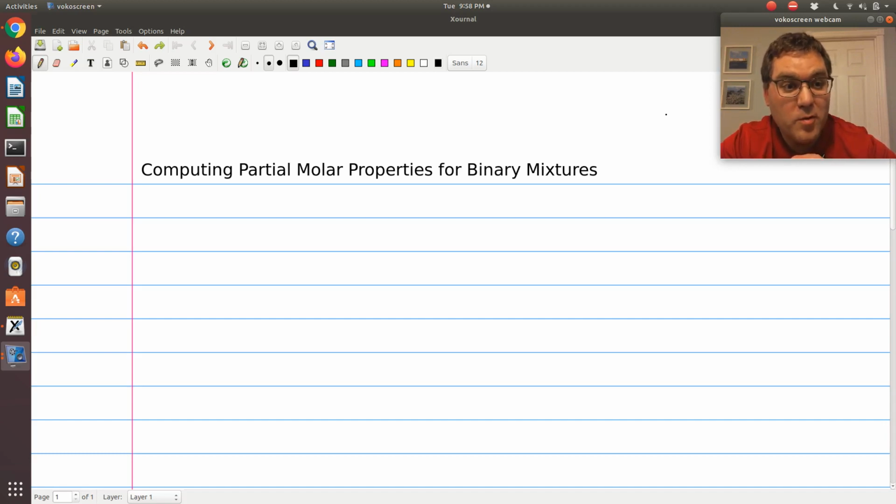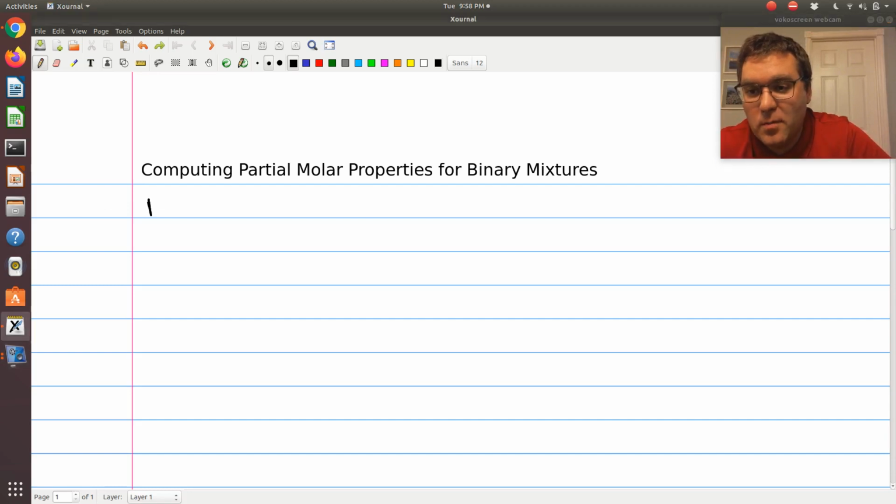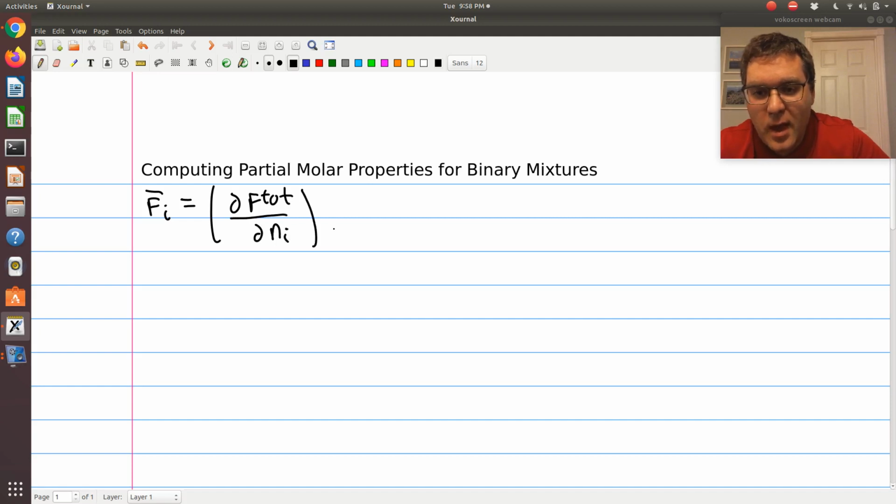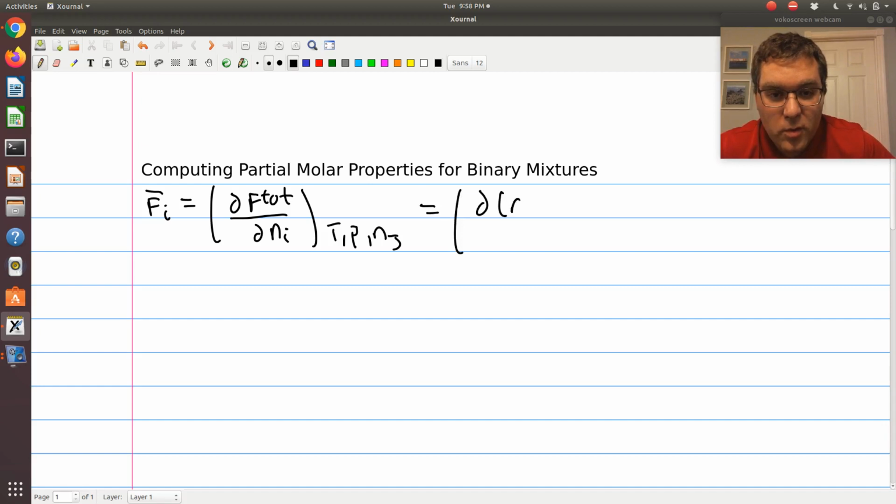To motivate what we're trying to get at, let f be some arbitrary thermodynamic state function. Then f bar i, the partial molar f of component i in my mixture, is by definition dF total dn_i at constant T, P, and n_j. Everything else is held constant. Or equivalently, we can replace f total with n times f.